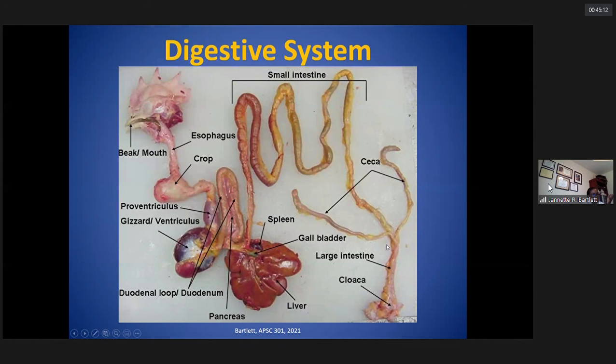So it extends from the end of the small intestine, which is right here, down to here. You see how short it is compared to the small intestine? Look how long the small intestine is. And this large intestine is very small, very short.